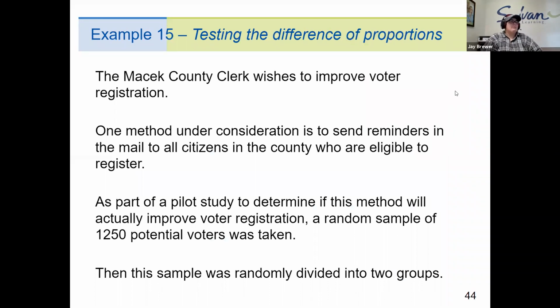All right, example 15, testing the difference of proportions. The Mysick County Clerk wishes to improve voter registration. One method under consideration is to send reminders in the mail to all citizens in the county who are eligible to register. As part of a pilot study to determine if this method will actually improve voter registration, a random sample of 1,250 potential voters was taken.